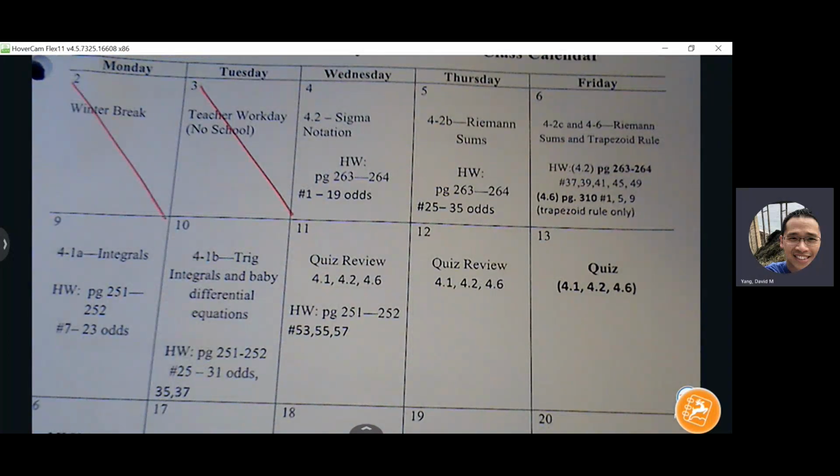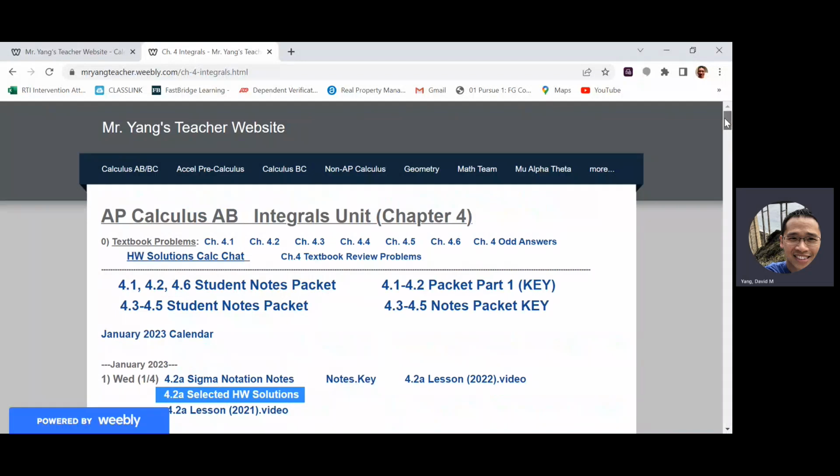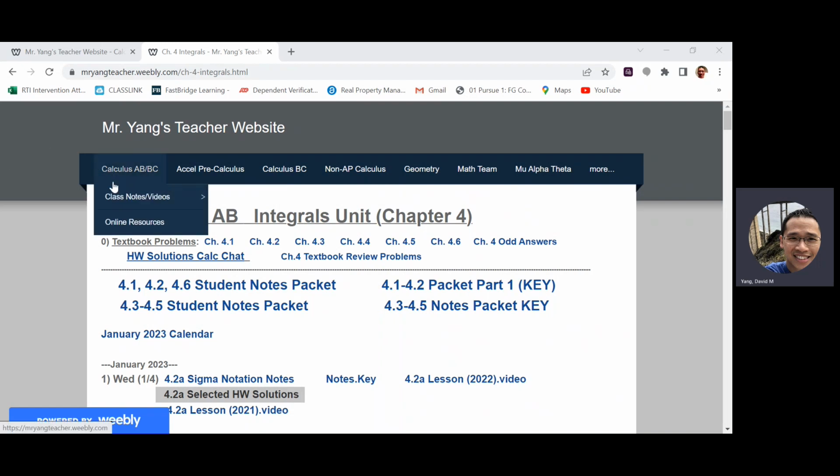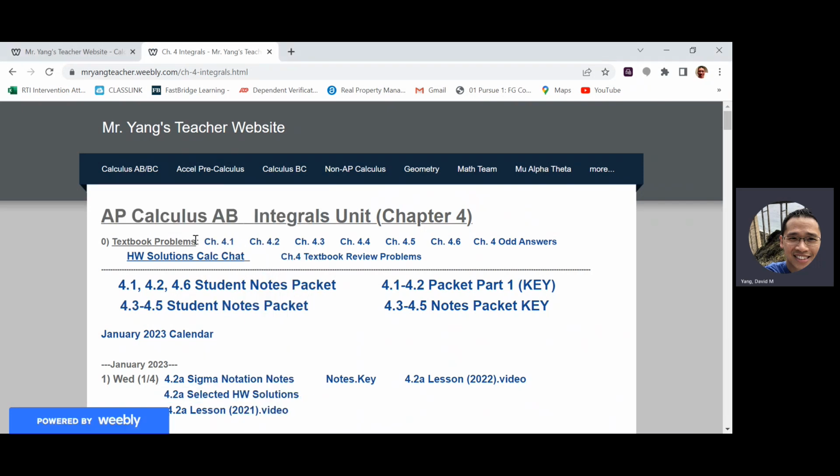I want to share this real quick here. Okay, so we're on chapter 4, unit 4 integrals. We can get to it if you go to calculus on my homepage and go to chapter 4 integrals. At the very top, just like before, are all the homework pages. So if you misplaced your homework pages, you can always grab those from the top of the page.